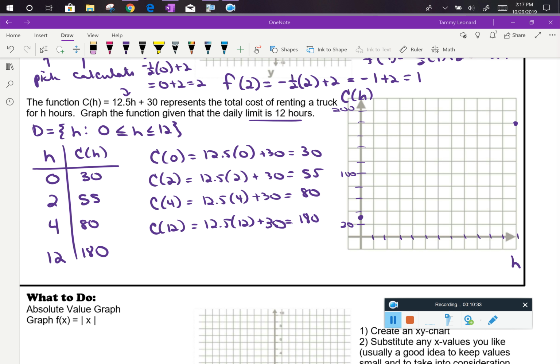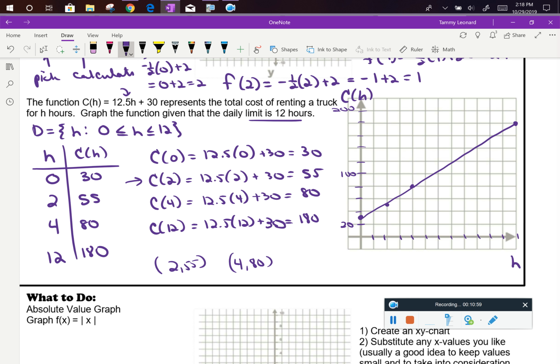And when I graphed two of those points, I just made the rookie error of not paying attention to my scale. So C of 2 gives me the point 2, 55. So when I go to 55, I'm out here. And C of 4 equals 80 gives me the point 4, 80. So 4 up to 80 puts me out here. That makes my line make a lot more sense when I start to come across.